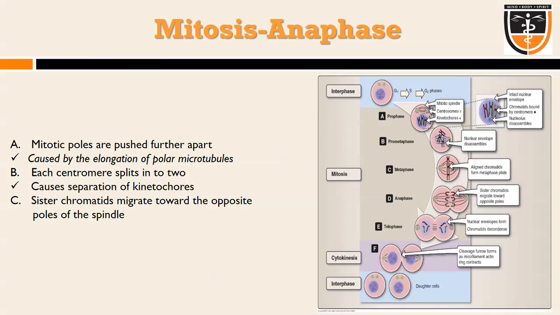The next is anaphase. Now what's happening is we're ripping apart those poor chromosomes. So we know that the mitotic poles are pushed further and further apart. And this is caused by the elongation of these polar microtubules that are pushing and growing and growing. As they're growing, they will rip apart good old chromosomes. So this will result in a separation of kinetochores that are holding the centrosomes on chromosomes. They will be pulled apart. And what's going to happen is that sister chromatids will now be moving towards the opposite sides of the spindle.